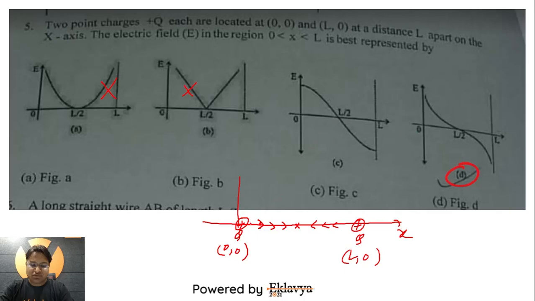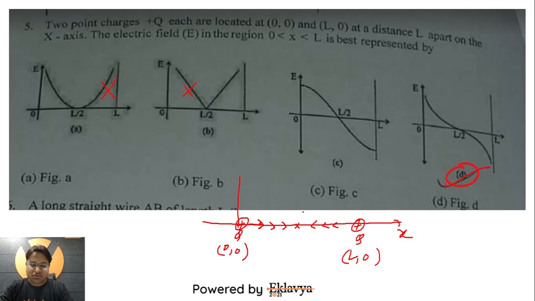Here pay attention to the fact that when we go very near to a point charge, the electric field tends to become infinite. Option C depicts a finite value of electric field as we are approaching x equals 0 or x equals L, whereas option D depicts that the value of electric field is tending to a very large value as we are approaching x equals 0 or x equals L. Therefore option D will be the correct one here.